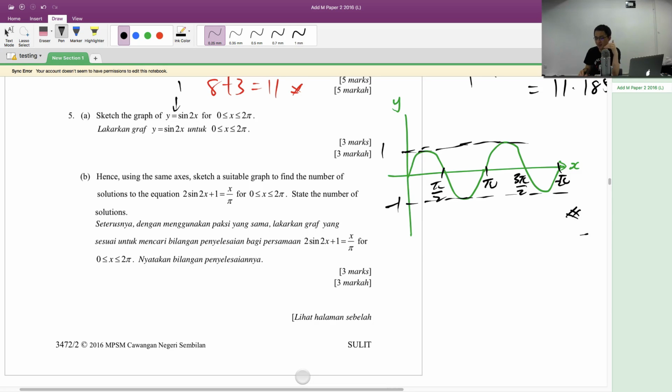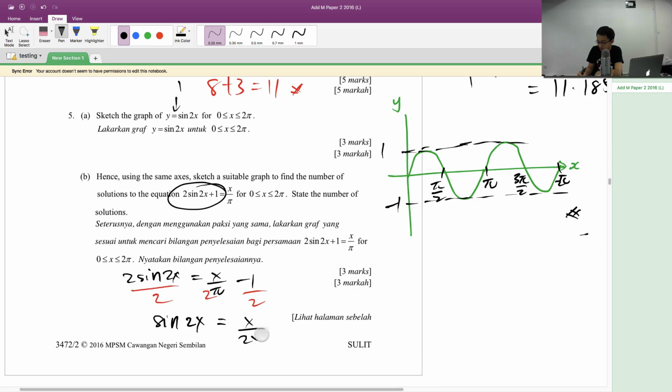Okay, hence using the same axes, sketch a suitable graph to find the solution. So basically you have this one. You know y equals sine 2x only, right? I have too many things here, so I will simplify this one. First I move the 1 to the other side, so it will be x over pi minus 1. Then I divide by 2 for every single term. So therefore I will have sine 2x equals x over 2 pi minus half.